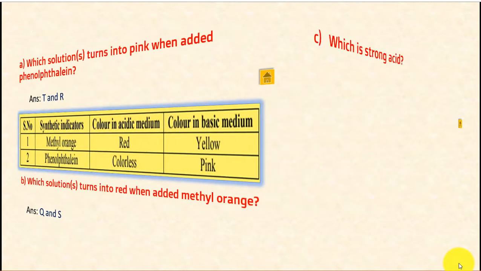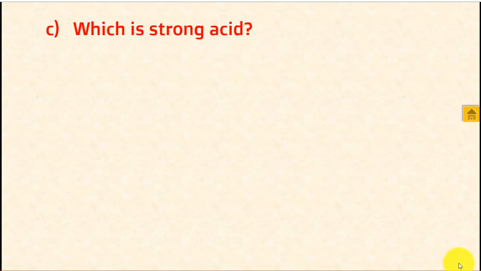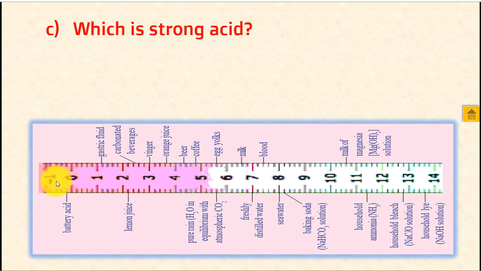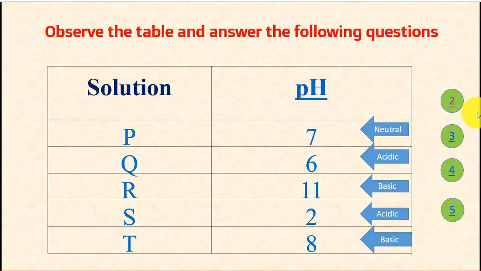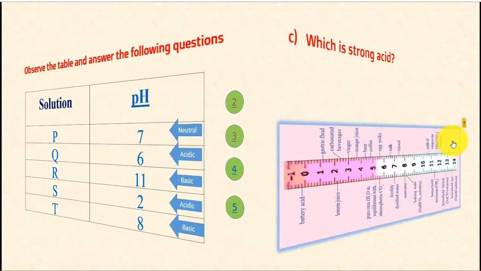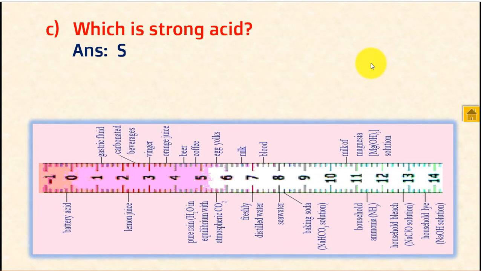Now let us see the next question. Which is a strong acid? We know that solutions having pH value between 0 and 3 are considered strong acids. That's why from the question table, whichever has a pH value lesser than 3 is considered a strong acid. From the table, solution S has the pH value 2. That's why this is the strong acid. Solution S is the strong acid. Our answer is solution S.